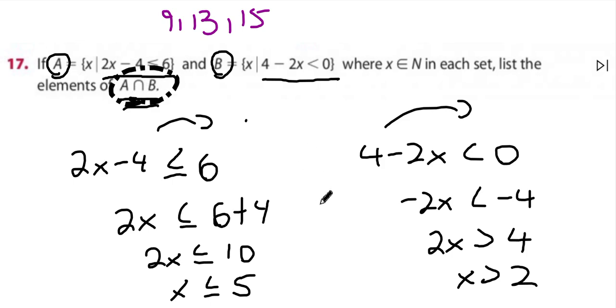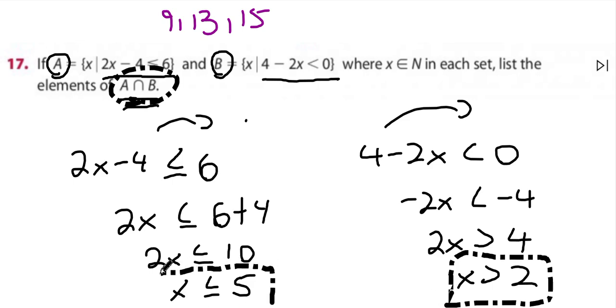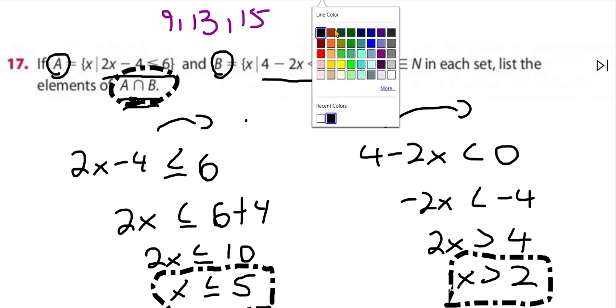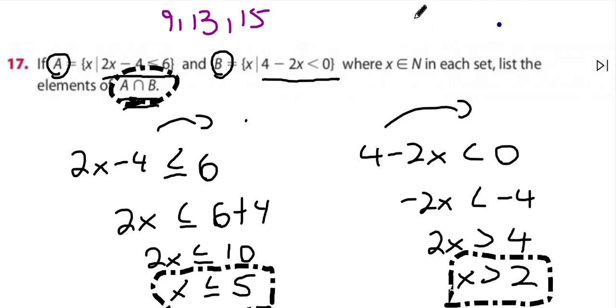Join both answers together. I want a list of numbers that are bigger than 2, but are smaller than or equal to 5. So what do you think the answers are? Let's start off bigger than 2. What's bigger than 2? 3. That's not good, ran out of ink. Okay, 3, 4. Am I allowed to include 5?